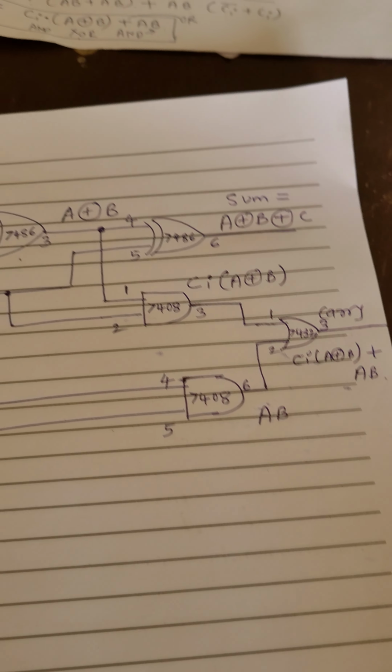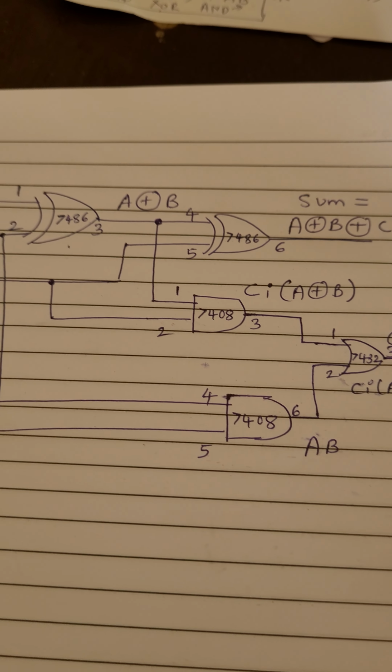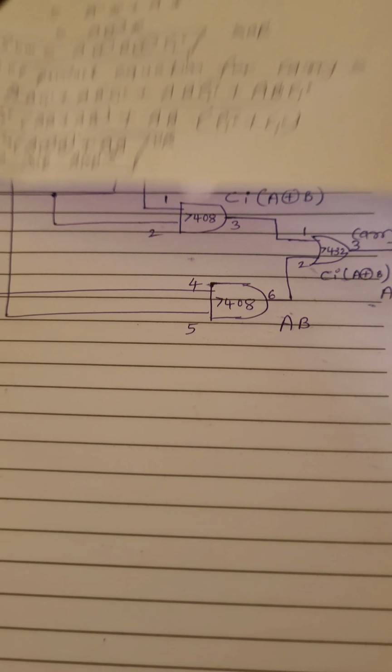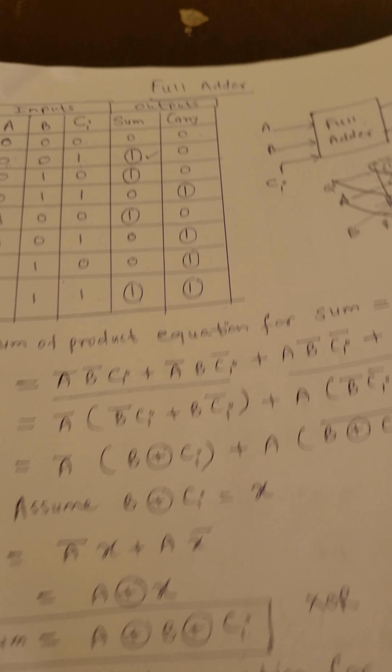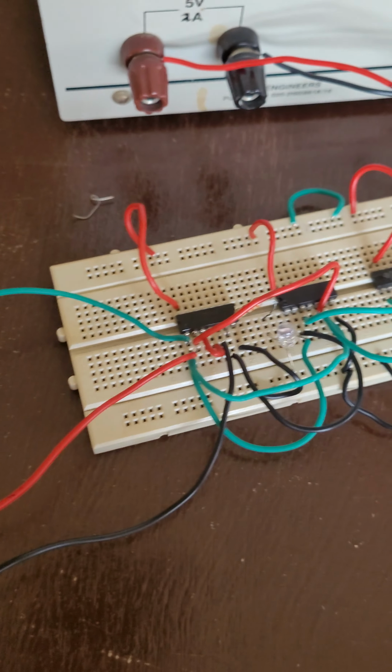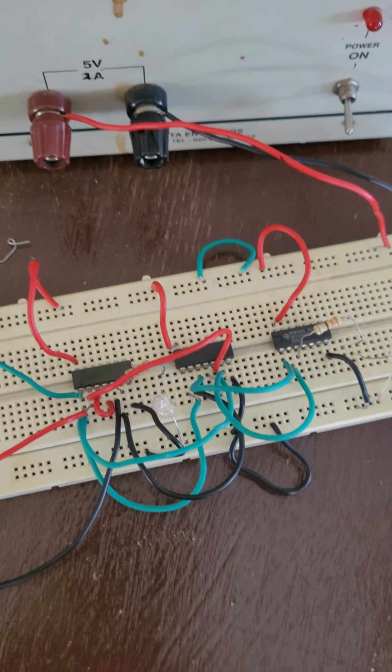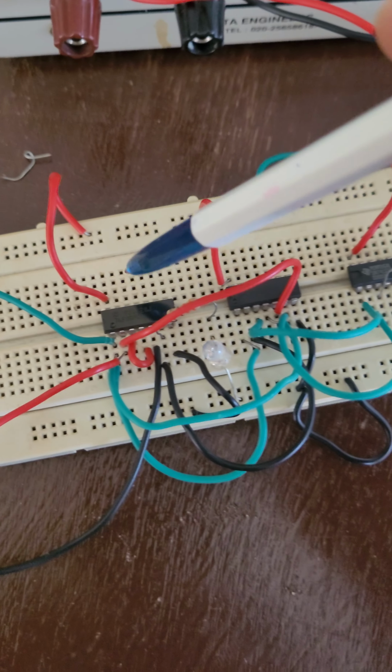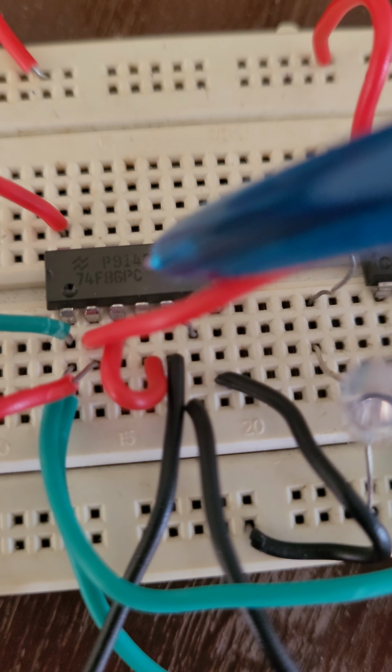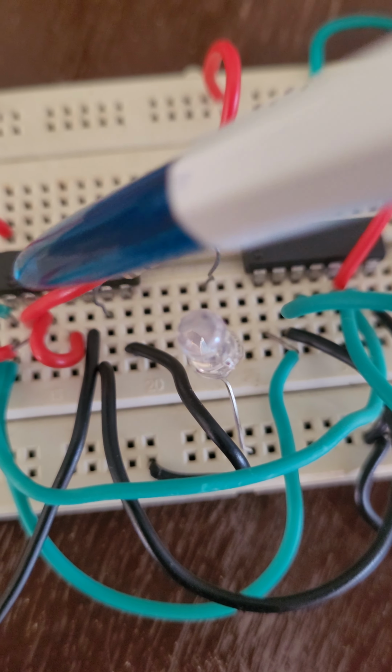Now we will mount it on the breadboard because we are learning the practical circuit of the full adder. So on the breadboard I have already mounted the circuit. You can see the circuit over here. I will just tell you which IC is what. This is 7486, which I have told you I am using for the generation of the sum.